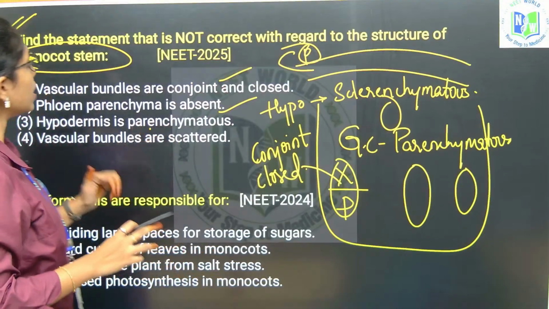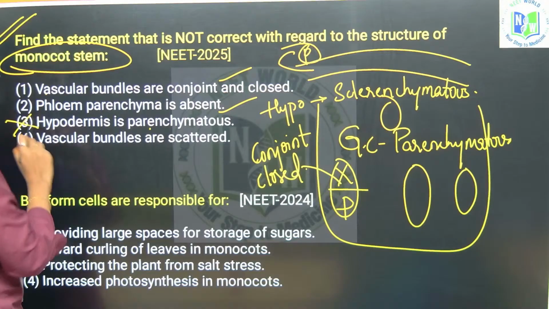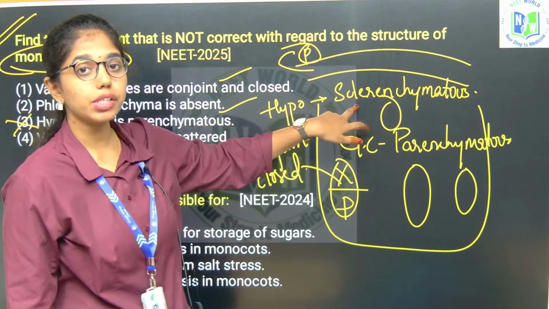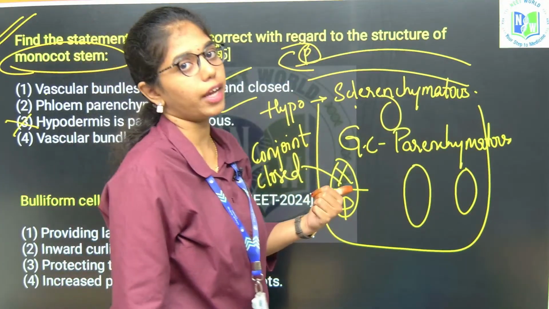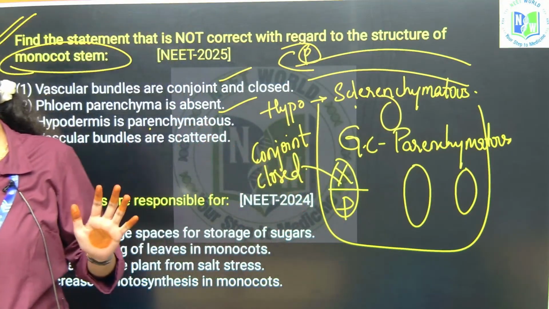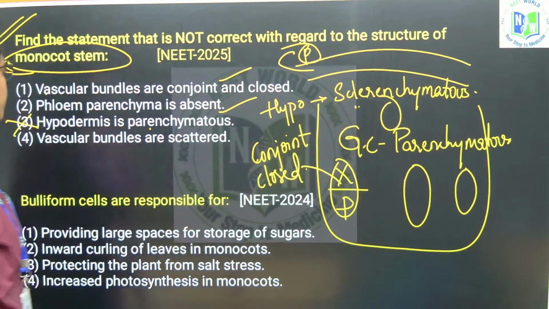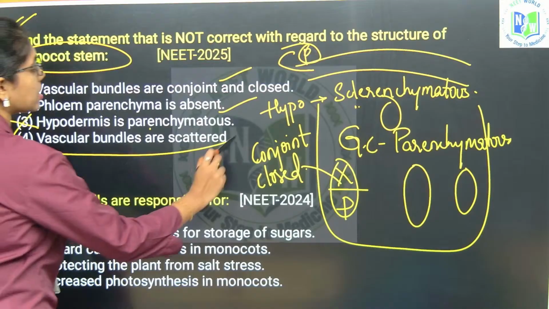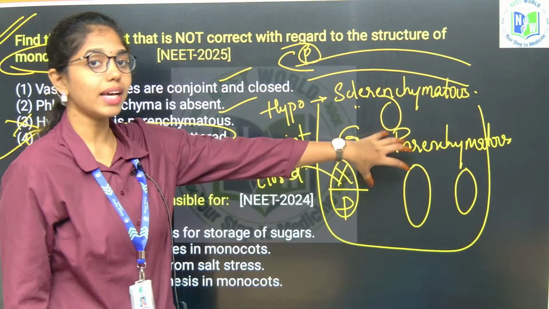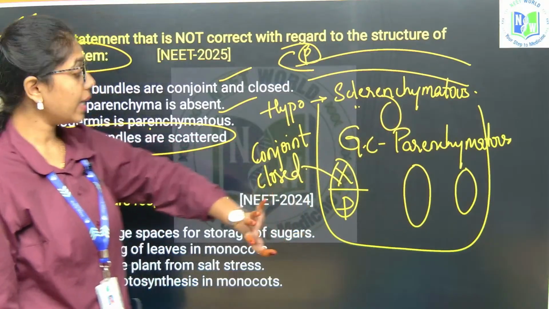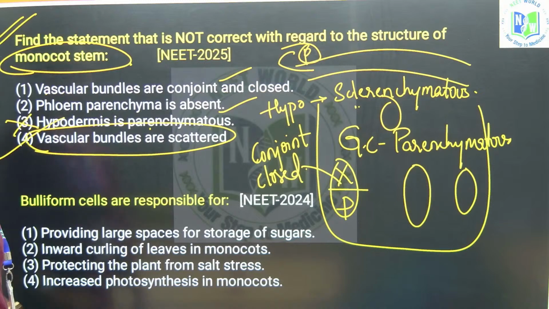Third, if you see, hypodermis is parenchymatous. Wrong. Hypodermis is sclerenchymatous in a monocot stem. Hypodermis is collenchymatous in the dicot stem. Remember that clear-cut differentiation. And then vascular bundles are scattered. Yes, vascular bundles are scattered in this general cortex, that is parenchyma. Clear, right ma'am? So here the incorrect statement with respect to this question is option 3.